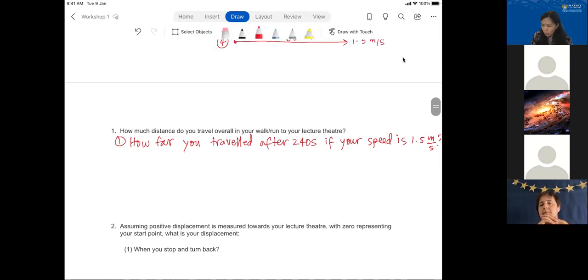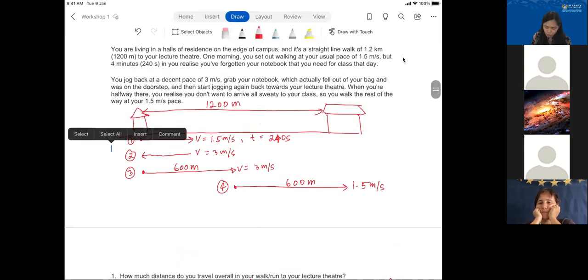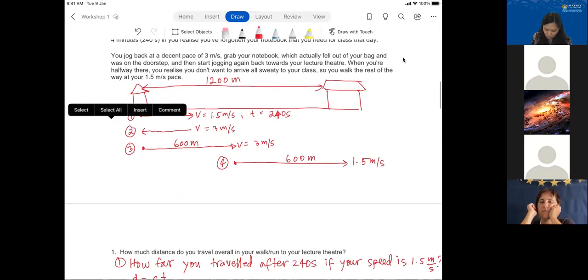Okay, so we know how to find the distance. We need to multiply the speed with the time. So your speed was 1.5 meters per second over an interval of 240 seconds. That will give you a distance of 360 meters. So that's the distance for your first segment, 360 meters here.